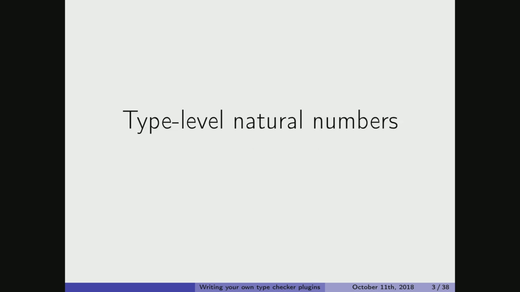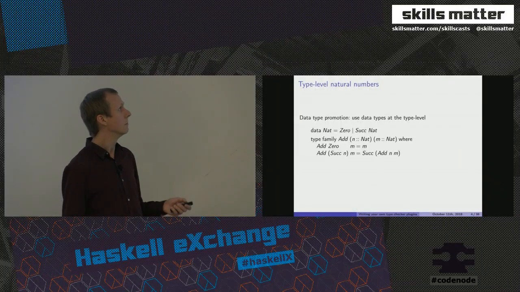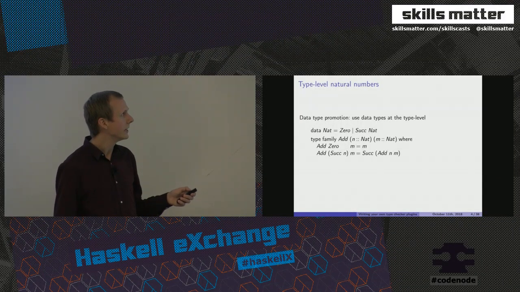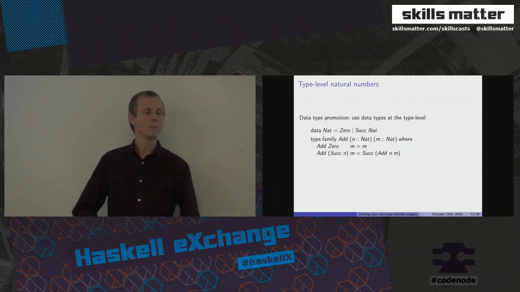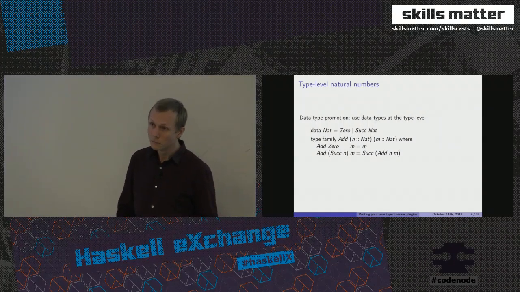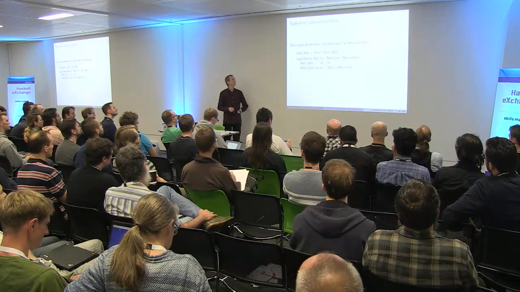Okay, so the prime example of any data type, I guess, is the natural numbers. And with data kinds, we get this nice concept called data type promotion, that we can just write this ordinary value level data type, and we also get a version of the same structure at the type level. Sadly, functions are not yet promoted.